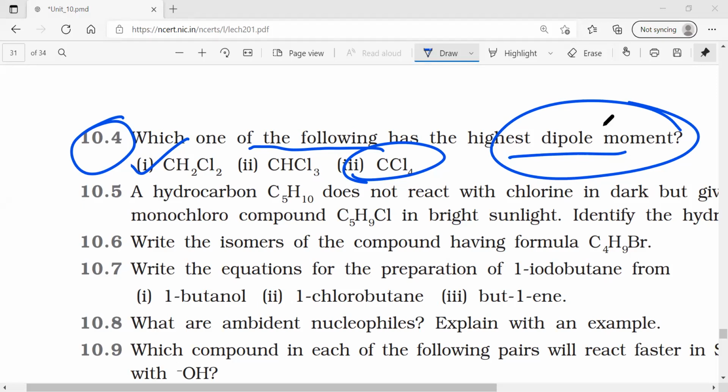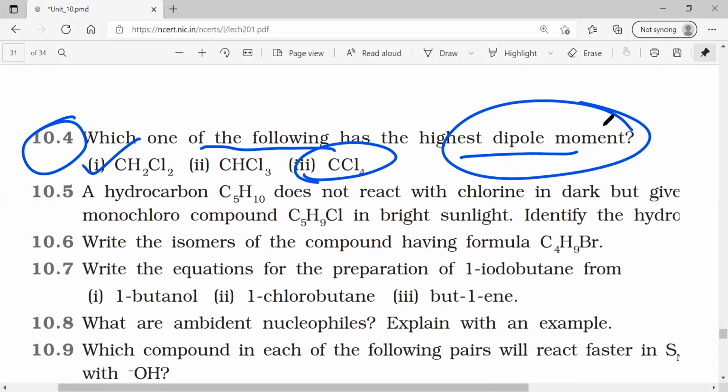Perfect. Now, which is the next question? I think among this, I'll ask Rohan only. Okay. Any other question you want me to discuss in this?